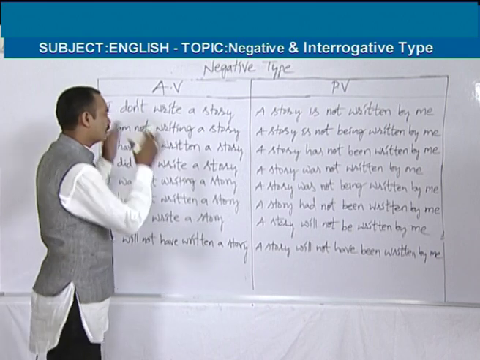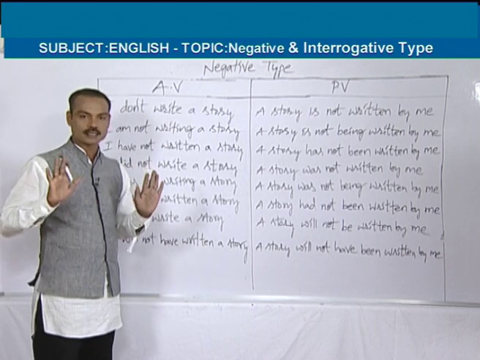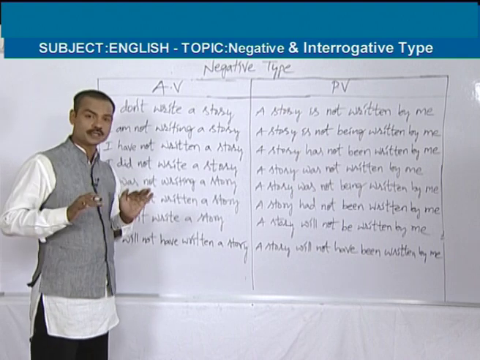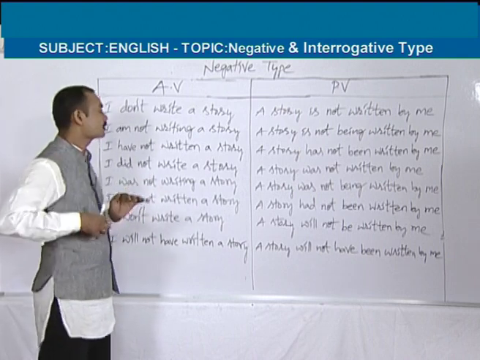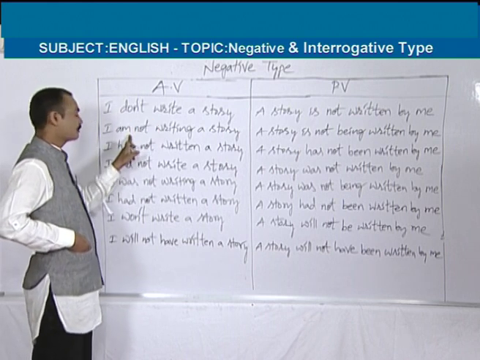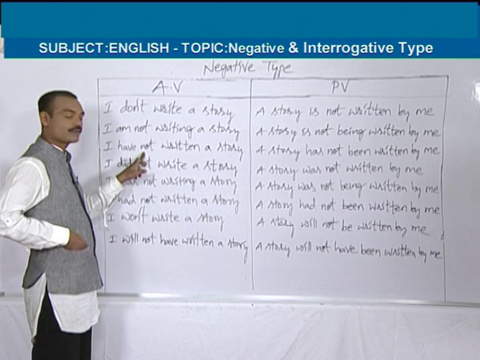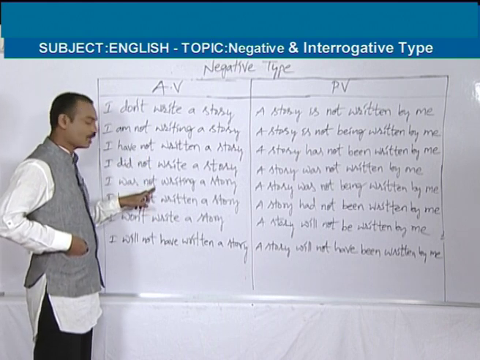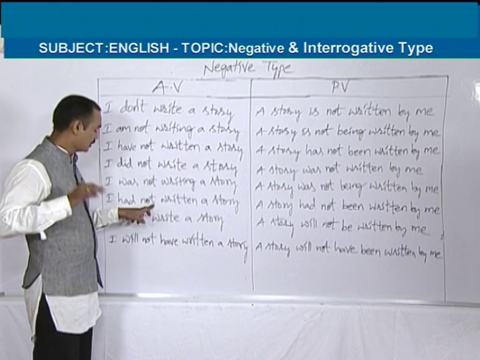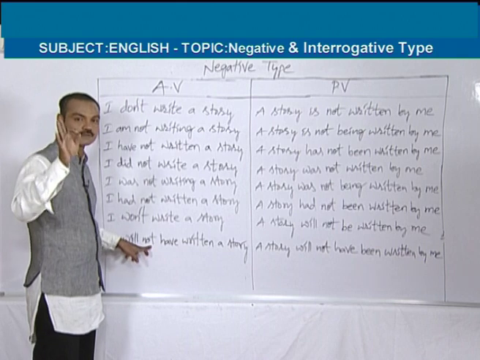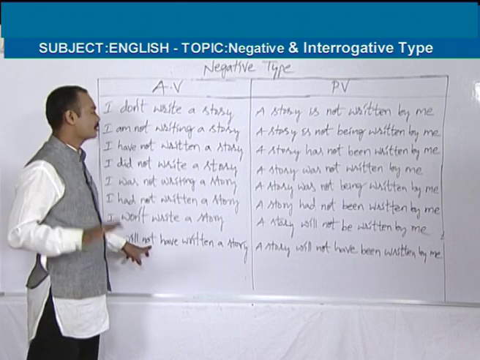So, friends, this is the table of 8 tenses from negative type. Once again I am going to explain all the tenses. This is from simple present tense, this is from present continuous, this is from present perfect, this is from simple past, this is from past continuous tense, this is from past perfect tense, this is from simple future, and the last one is from future perfect tense.